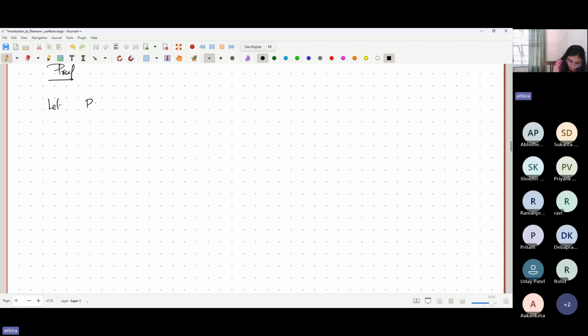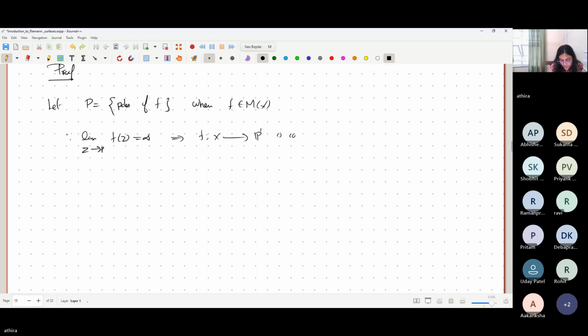I will denote all poles of F by capital P, where F is a meromorphic function. Since the limit as z tends to p of f(z) equals infinity, f from X to P1 is continuous. We have to show that f is holomorphic.